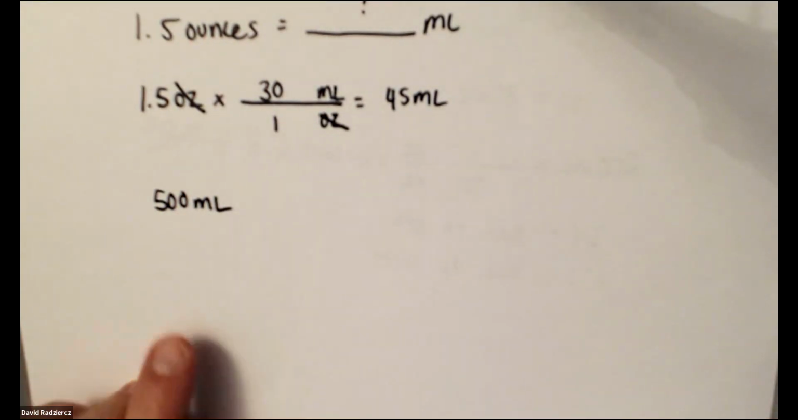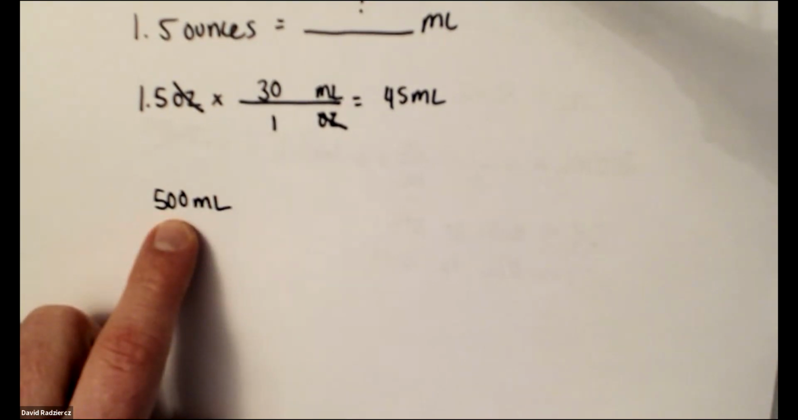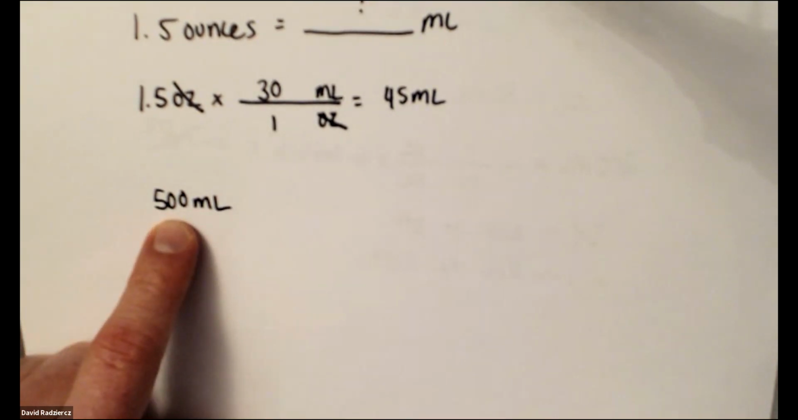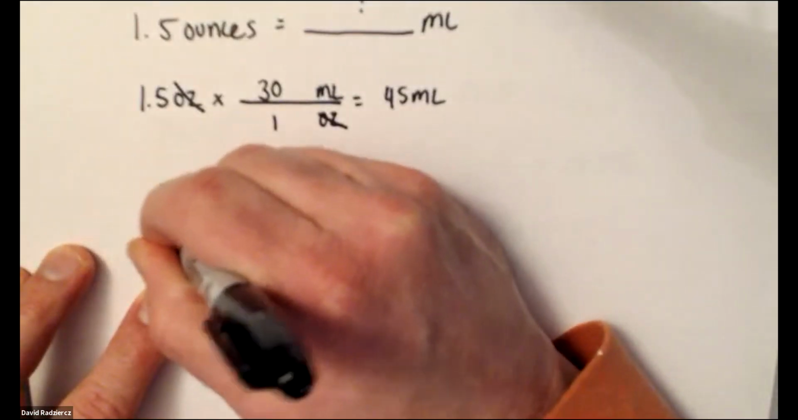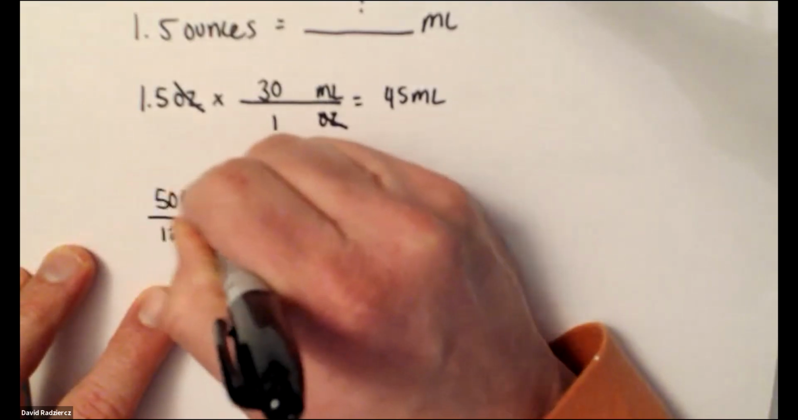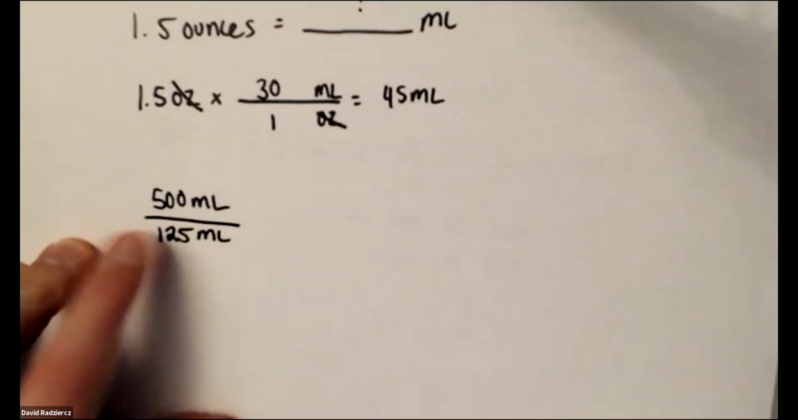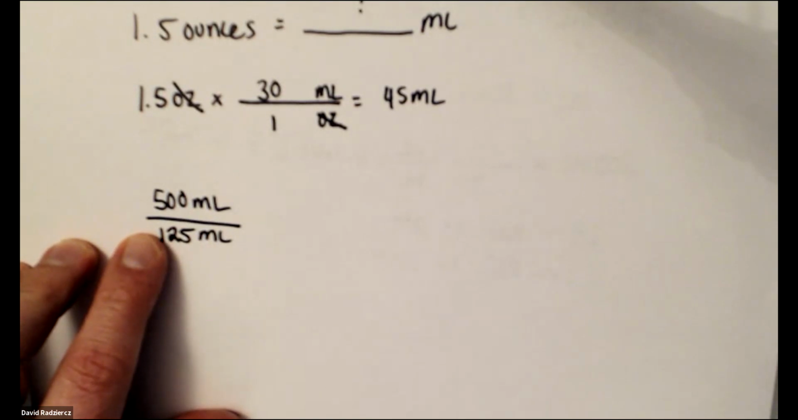Okay, so they actually voided 500 milliliters. Then what was the expected output? Well, the expected output was the 125 milliliters. So when I say actual over the expected, these are the numbers I'm referring to.